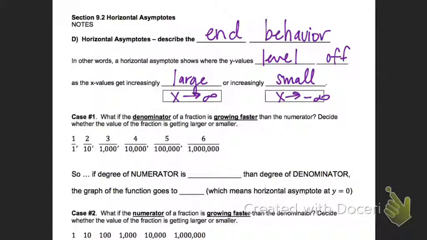So if you think about the denominator of a fraction getting bigger and bigger and bigger, so it's raising it to the 10th power. Like it keeps getting bigger and bigger and bigger. What is the fraction doing? It's getting a lot smaller, right?